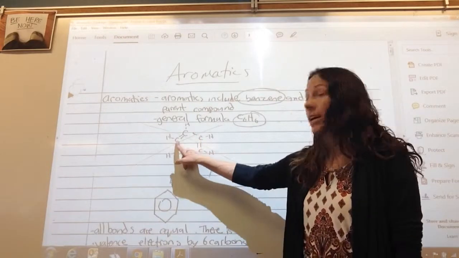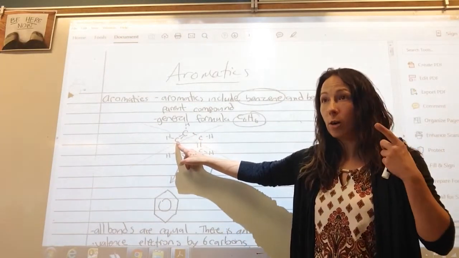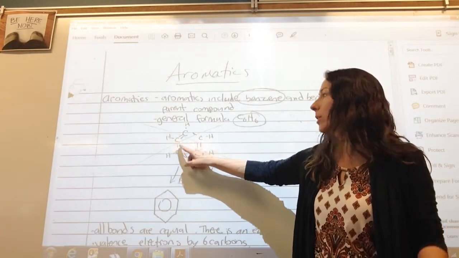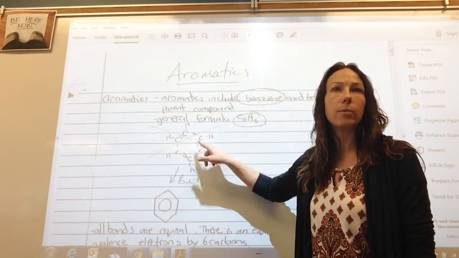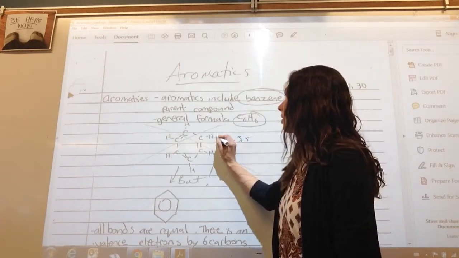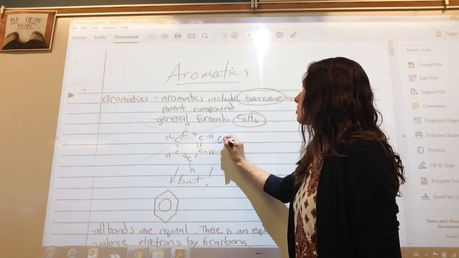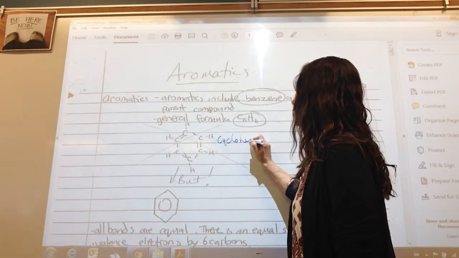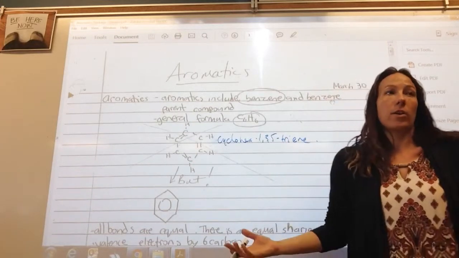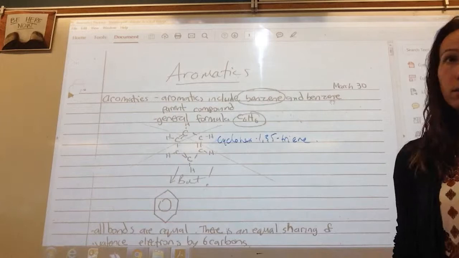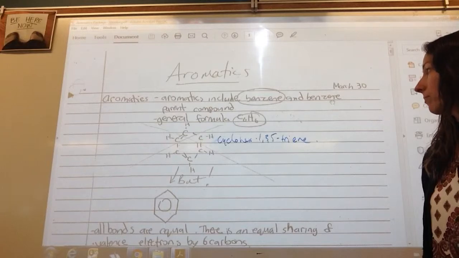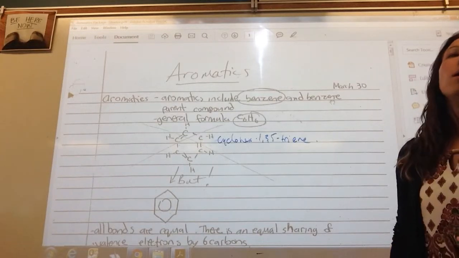So 1, 2, 3, 4, 5, 6, with one hydrogen off of each carbon. And then to fulfill the octet rule, you would need double bond space, double bond space, double bond space, double bond space. So this would be cyclohex-1,3,5-triene. Everybody okay with that? Cyclohexene, but the double bonds are on 1, 3, and 5.